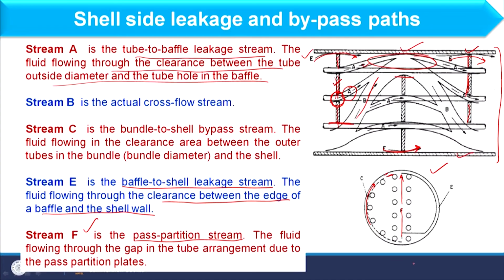So, whatever region is available corresponding to the pass partition plate in shell, it will also work as a dead zone. Maybe that is available at the middle section also, but it will not participate in heat transfer, it will remain stay there. So, that is stream F, which is due to the pass partition plate.